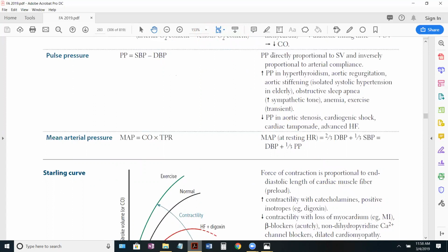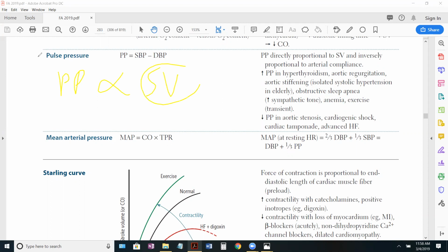Tell me, if I eject more blood into the aorta and the vessels, what would be the systolic blood pressure? It would be more or less? More. So if this is more, then the overall difference in this equation would be high. So remember, the most important point regarding pulse pressure is that the pulse pressure is directly proportional to the stroke volume.